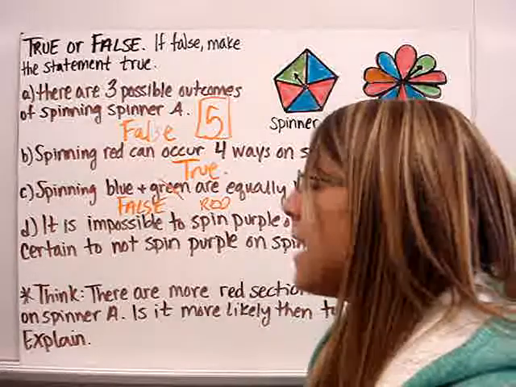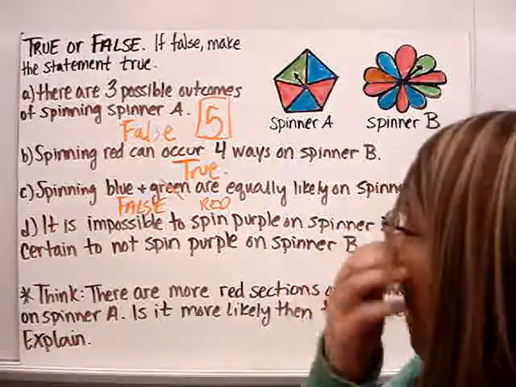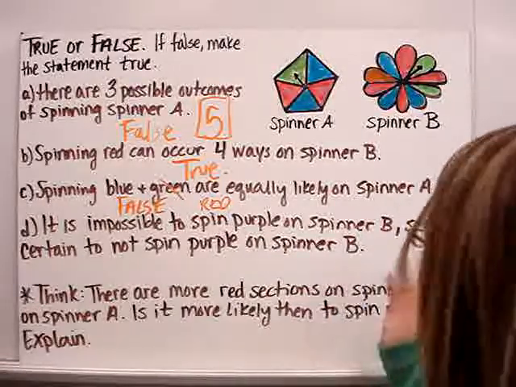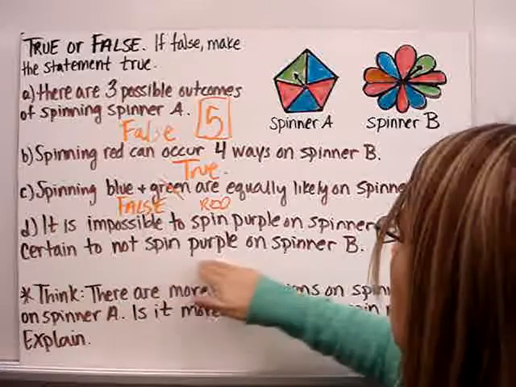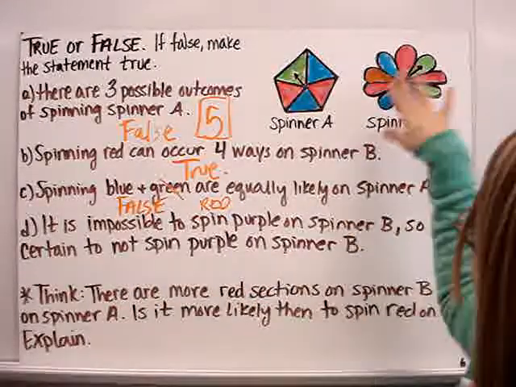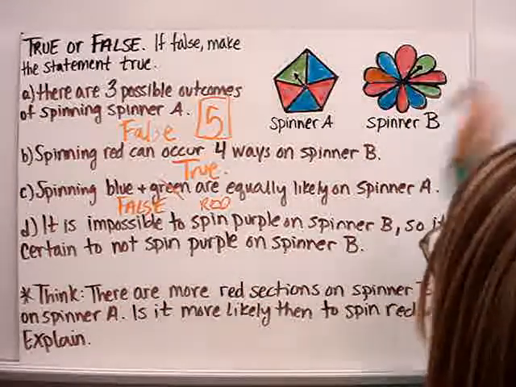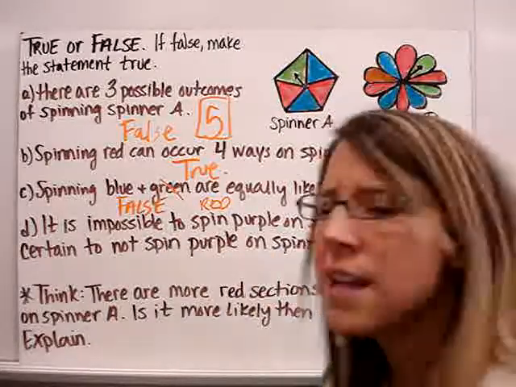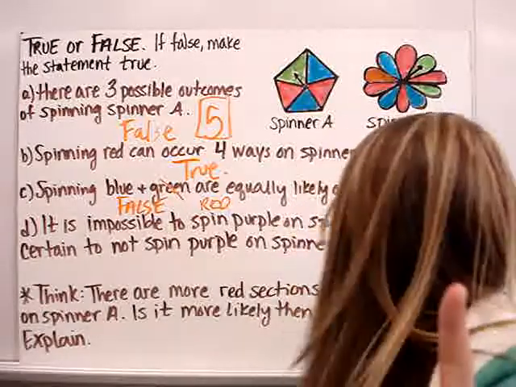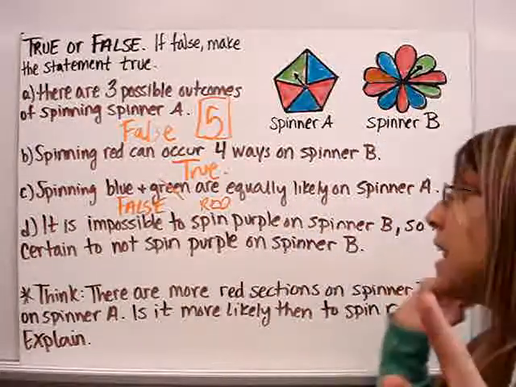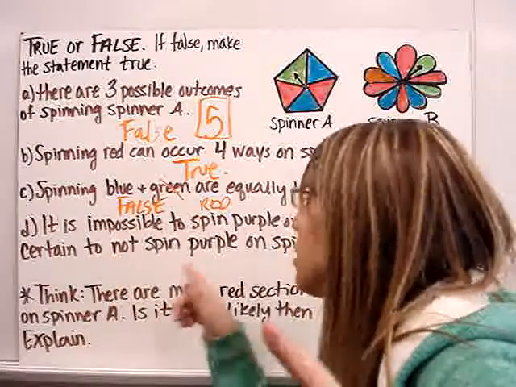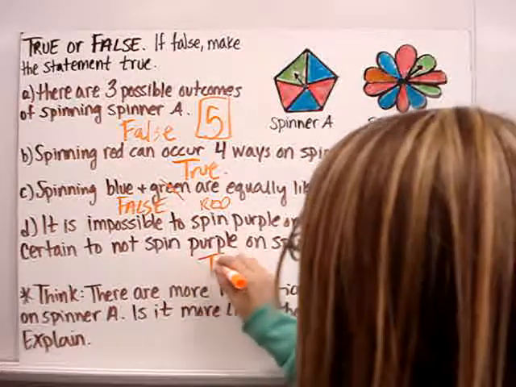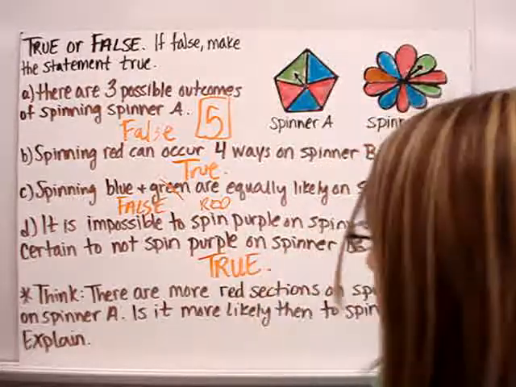Okay? Example D. It is impossible to spin purple on spinner B. So therefore, it is certain to not spin purple on spinner B. Well, do you see any purple? Got orange, blue, red, green. No purple. So is it impossible to spin purple on spinner B? Yes, that's true. But the second part, so it is certain to not spin purple on spinner B. True. So our answer is true.